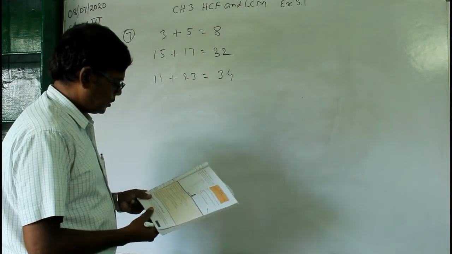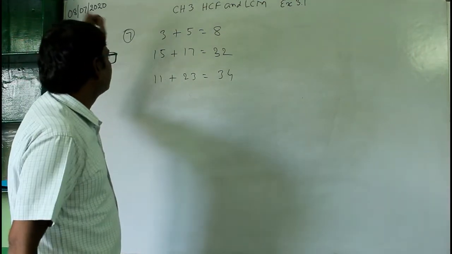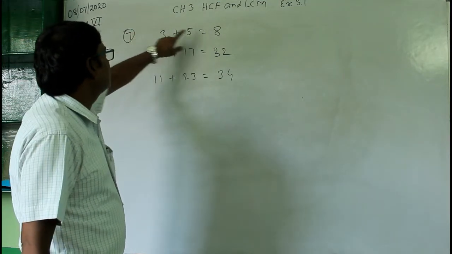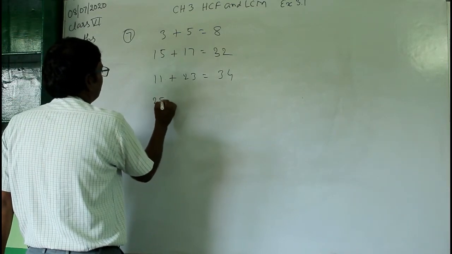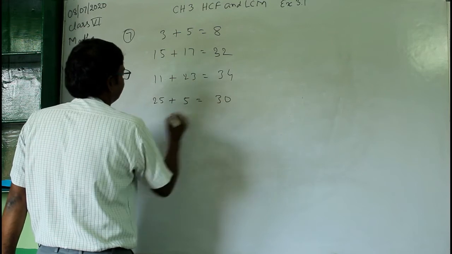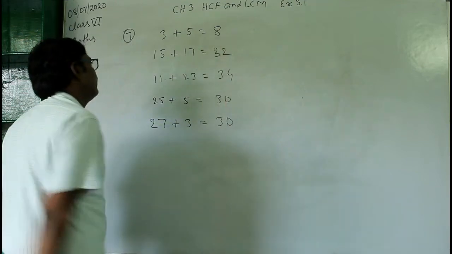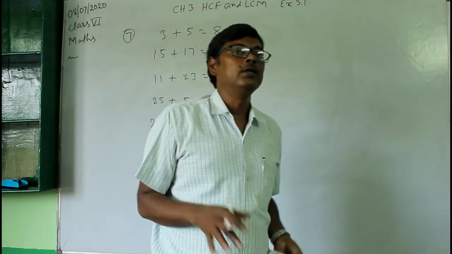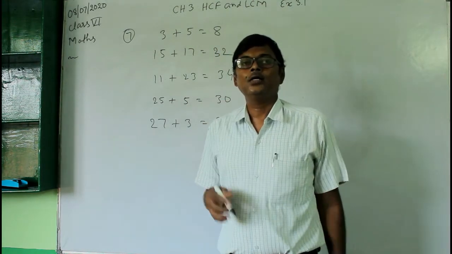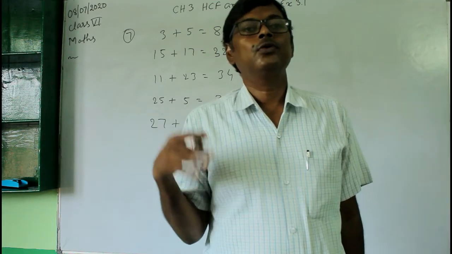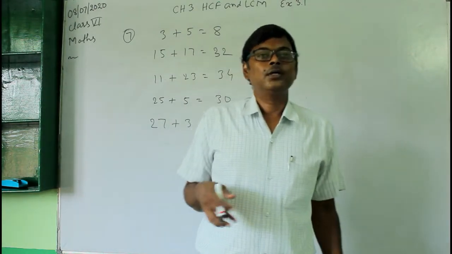So how many pairs are there here? The sum of two odd numbers makes an even number. Write 5 such numbers. Okay, 5 such numbers here. So one pair is there, then another pair, then a third pair, and write one more pair, like 25 plus 5 equal to 30. Then write here 27 plus 3 equal to 30. So you can write many pairs of numbers whose sum will be an even number. Remember that when you add two odd numbers, the sum will always be an even number.